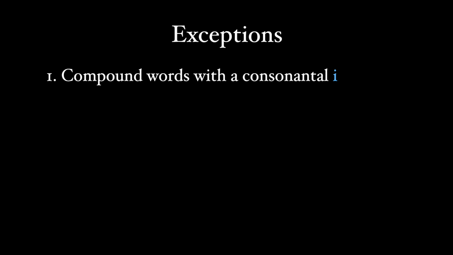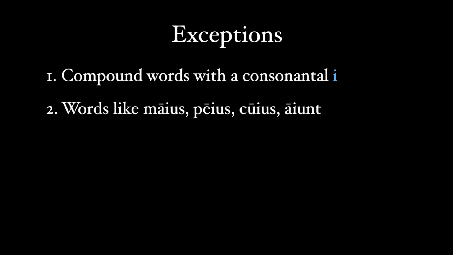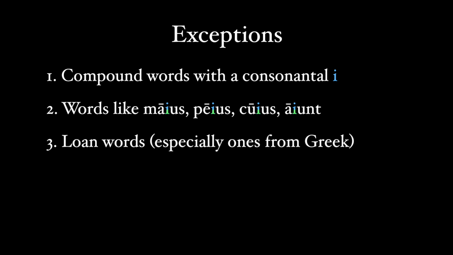I said before that words like maius, peius, cuius, aiunt technically have a consonantal I in between two vowels, and you can hear the y sound in maius. But there's also a hint of an I vowel: peius, cuius, aiunt. Also, this transitional vowelic I sound makes the vowel before the I long. It's like a quasi-diphthong. And there are words borrowed from other languages, like Greek, that don't follow these rules.